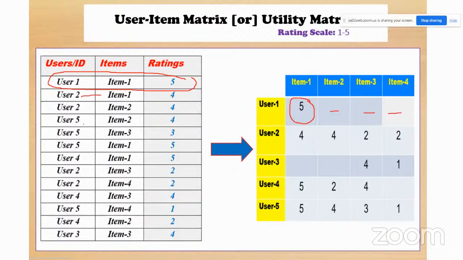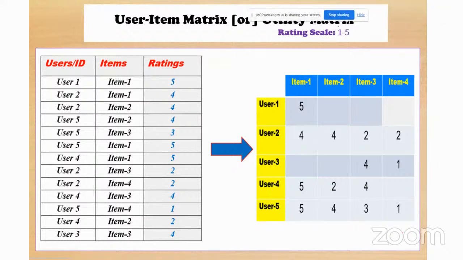And user two to item one, item two, item three, item four, all the ratings are available. User two to item one rating is 4, user two to item two, 4, user two to item three, 2, user two to item four, 2. Similarly, user three ratings are available only for item 3 and item 4. And user 4 to item 1, item 2, item 3 ratings are available. And finally, user 5 to item 1, item 2, item 3, item 4, all the ratings are available. This is called a user item matrix, or we can call it a utility matrix.